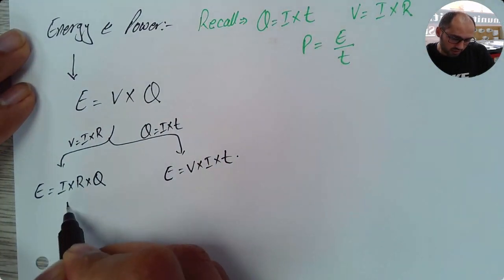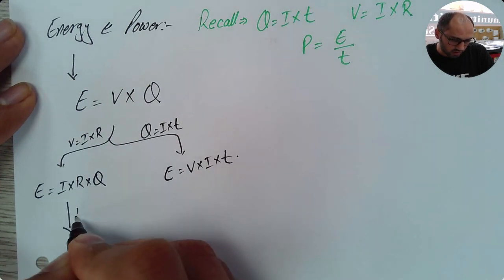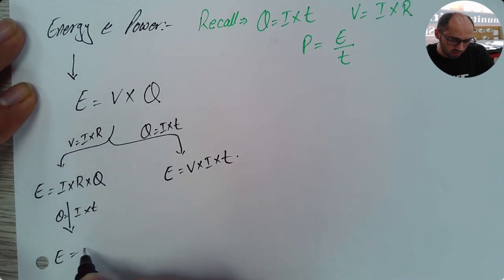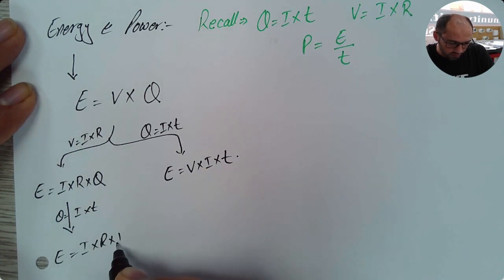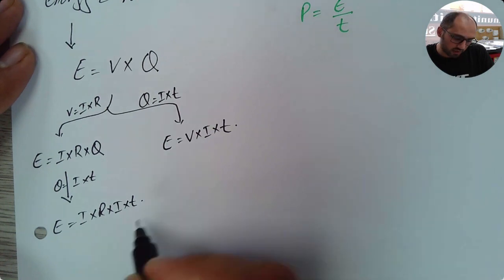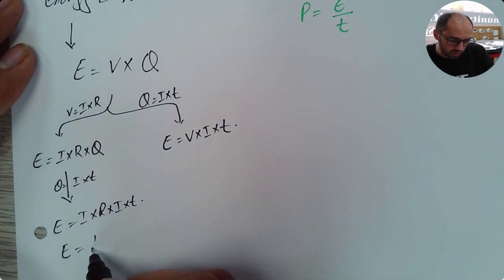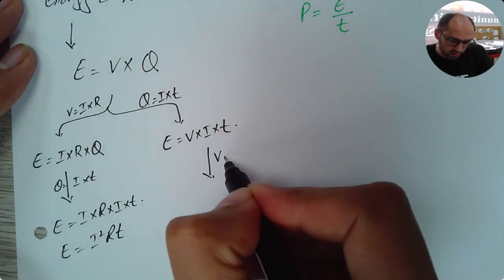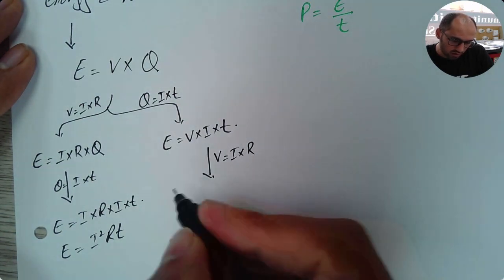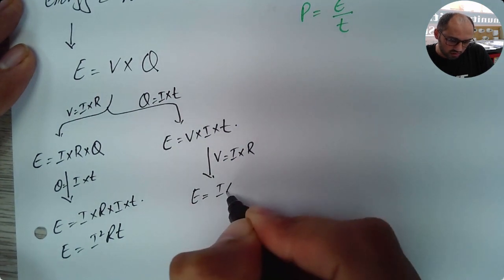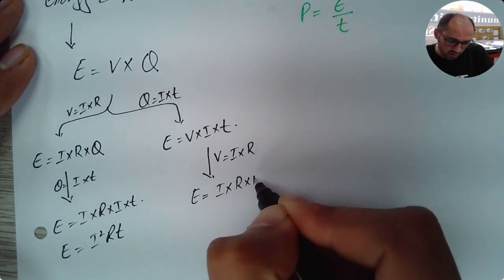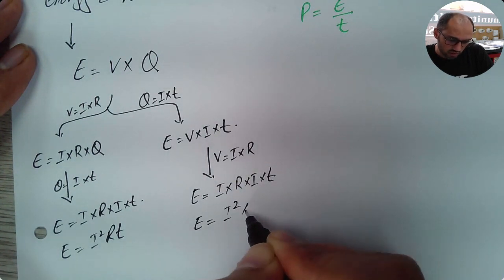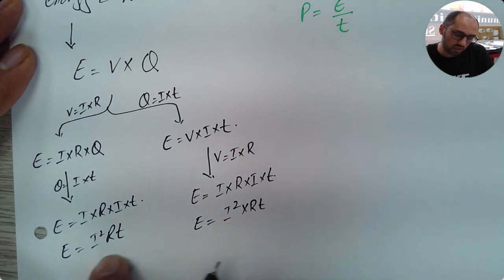So in this case, I can then replace Q with I times T. And if I do that, I'll have another equation, E equals I times R times I times T, where I and I can be multiplied together, and that will give you I squared R T. In this case, I can replace V with I times R, and then I'll have E equals I times R times I times T, which gives me the same equation as I squared times R T. So you can see they are both the same equation.